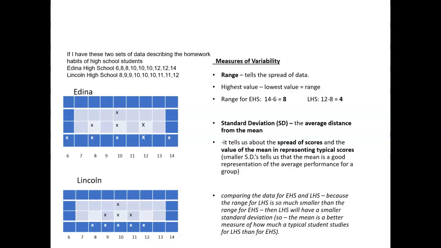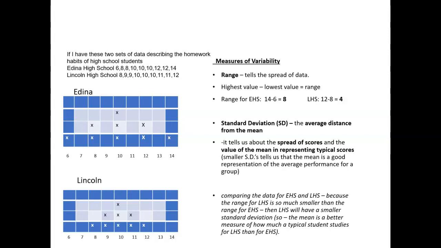What will vary, however, are the measures of variability. This tells us about the spread of the data. And basically, the way that you find this is you just subtract the lowest value from the highest value, and that will equal your range. So the range for EHS is 14 minus 6, which is 8, and the range for LHS is 12 minus 8, which equals 4 hours. So we can see that the range for LHS is just half of what it is for EHS in this example.